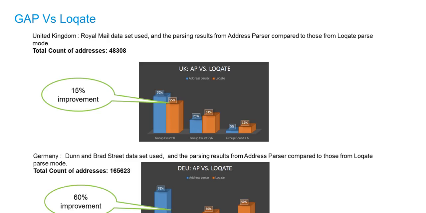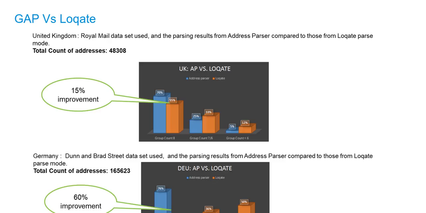So to evaluate the performance of the machine learning based address parser against the rule based Locate, we did a certain analysis, and what this slide shows is that while evaluating both of them on the Royal Mail dataset, which had about 50,000 addresses, a clear cut 15% improvement was visible when it came to parsing as compared to Locate.